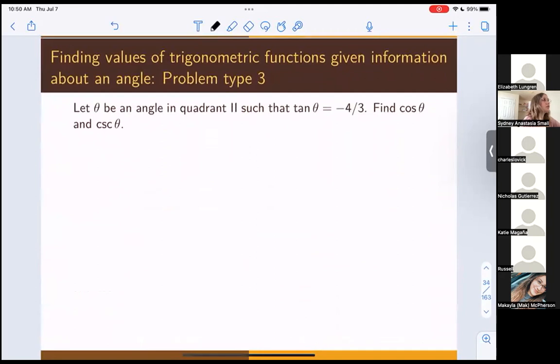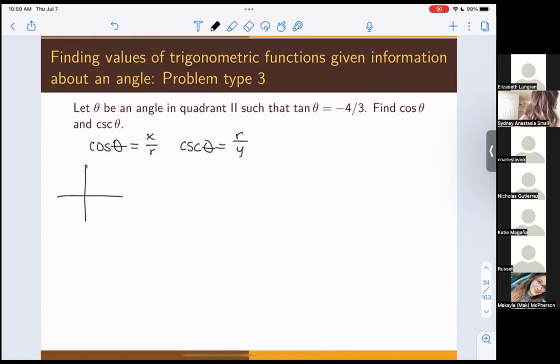Similar idea, just using some different skills. Let theta be an angle in quadrant 2 such that the tangent is -4/3. Find cosine and cosecant. Let's set this up like we have been. The cosine of theta, what we're solving for, we know is the x value over the radius. And the cosecant of theta, which is the inverse of sine, is r over the y value.